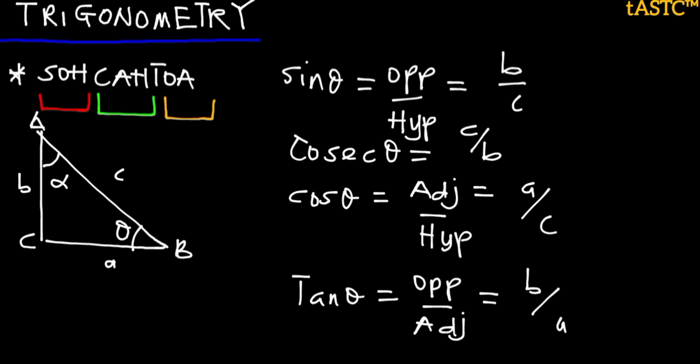If you wanted to find the reciprocal of cosine theta, that is called secant theta. For the secant theta, obviously that should be hypotenuse divided by the adjacent, and so in that case, we're going to have c divided by a. And the next one is tan theta. If you got tan theta, that should give you cotangent.